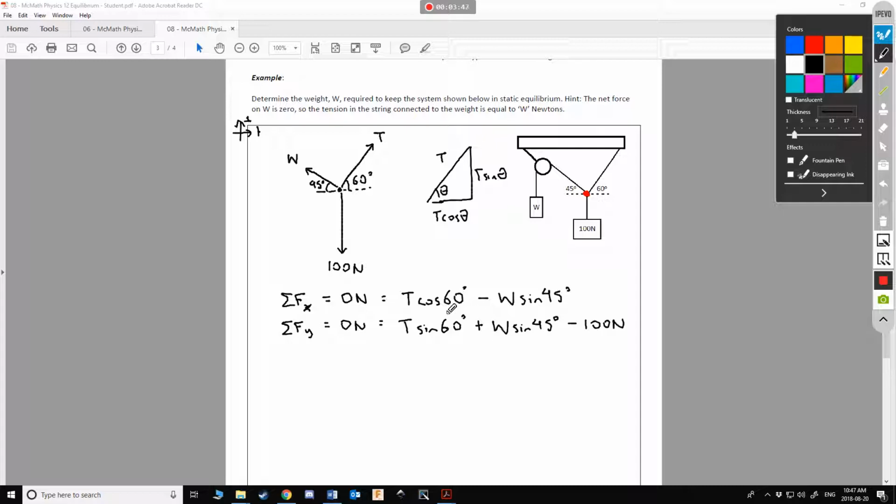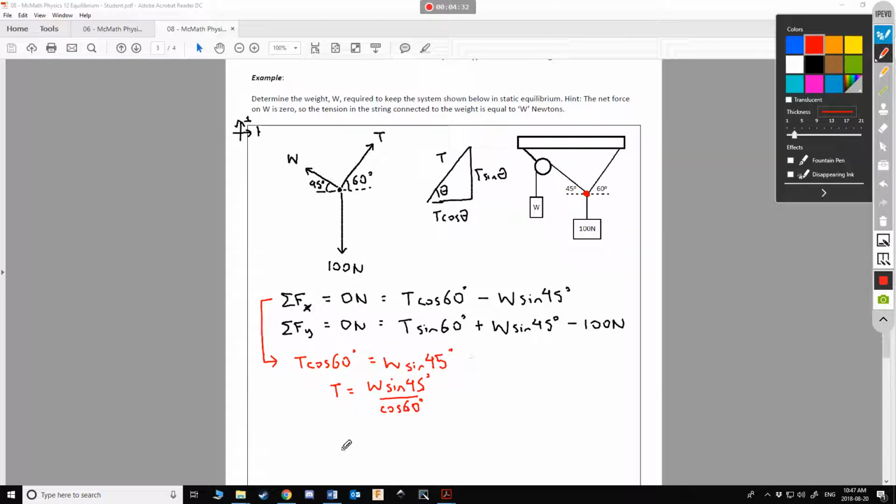So this is a little bit trickier because we have two equations, but each equation has two unknowns. But in grade 10, you did learn different methods to solve a system of linear equations, because that's all this is. So first, I am going to take this equation and simplify it. I'm going to write down T cos 60 degrees is equal to W sine 45 degrees. And now I can write down T is equal to W sine 45 degrees divided by cos 60 degrees.